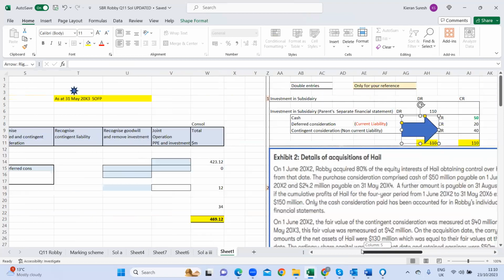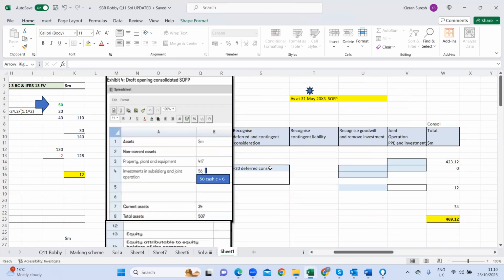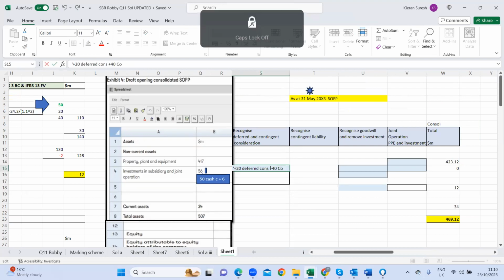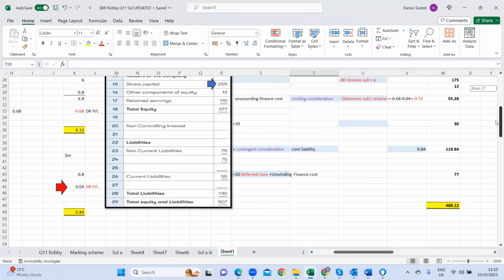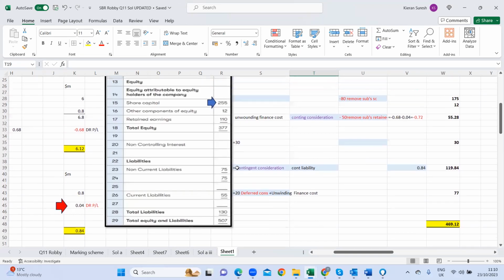So I will debit the 40 million here, which is contingent consideration. Contingent consideration, debit 40 million. And then the credit is going to be contingent liability, which is a long-term liability. I've got this here: contingent liabilities credited 40 million, which is a long-term liability.